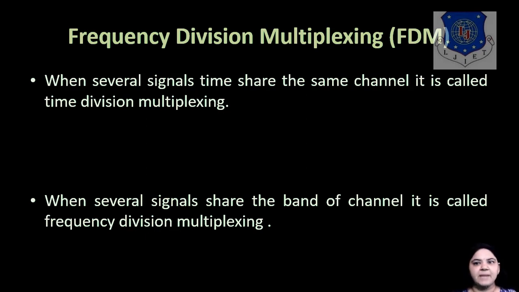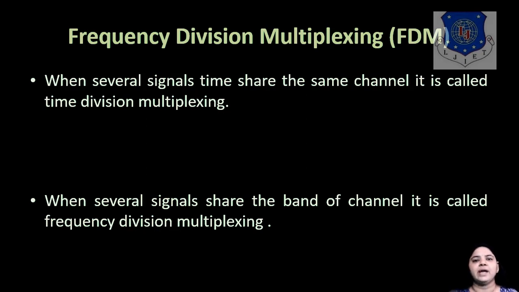Next is multiplexing. What is multiplexing? Multiplexing means combining the signals and transmitting them over one communication channel. There are two types of multiplexing: one is time division multiplexing, and the other is frequency division multiplexing. When several signals share the same channel, it is called time division multiplexing.